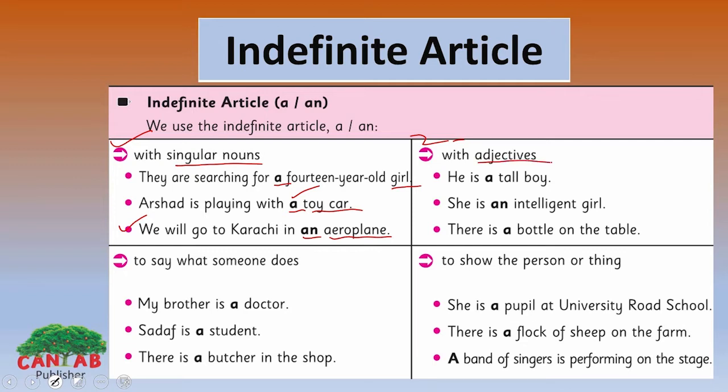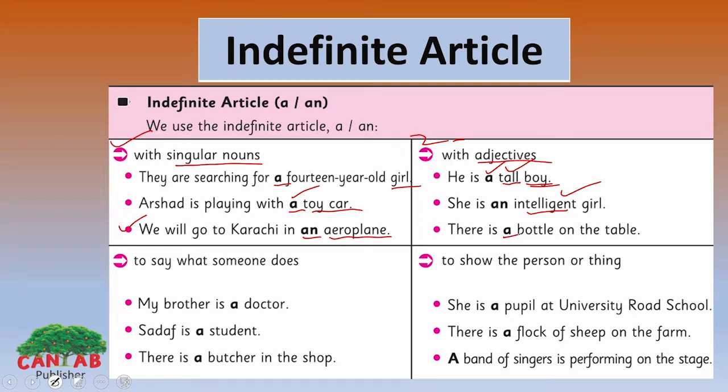We have learned adjectives in our previous lesson, that adjectives are those parts of speech which tell you more about a noun. Here the boy is a noun and the tall is describing it. Tall is an adjective and we have added a here before tall. Look at the second example. She is an intelligent girl. Here the adjective is intelligent. Look at the third. There is a bottle on the table.